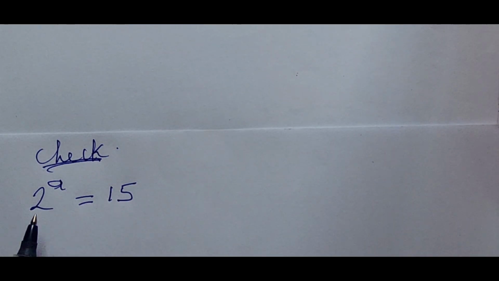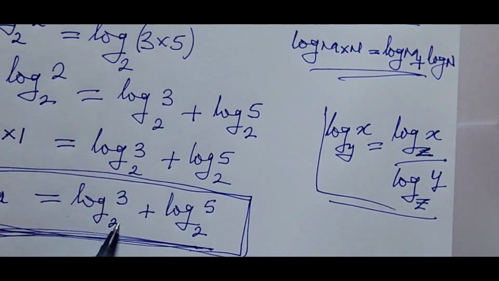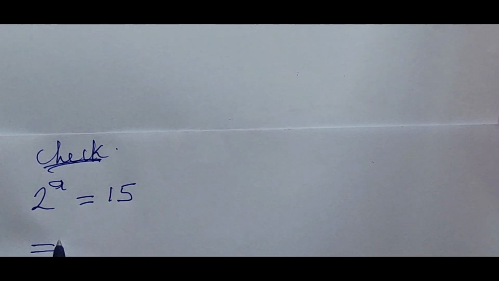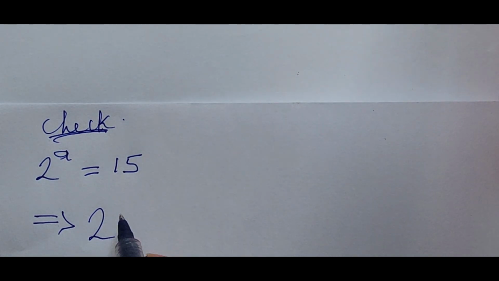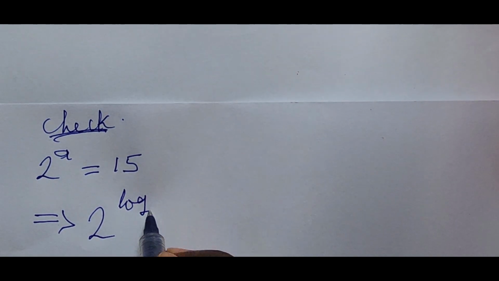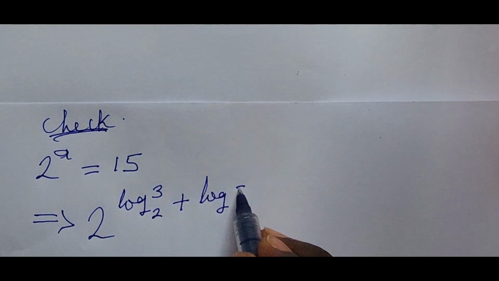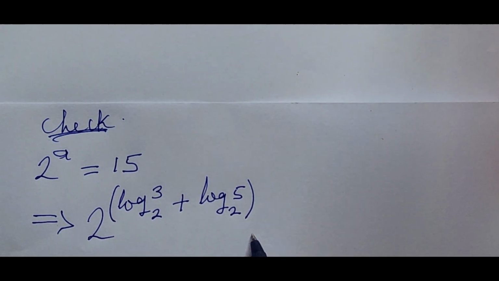So check. Now, wherever we see a, we want to put in the value we solved for. So we want to put the whole of this quantity into the place of a. So this now implies that 2 to the power of log 3 base 2 plus log 5 base 2, close bracket, everything equal to 15.